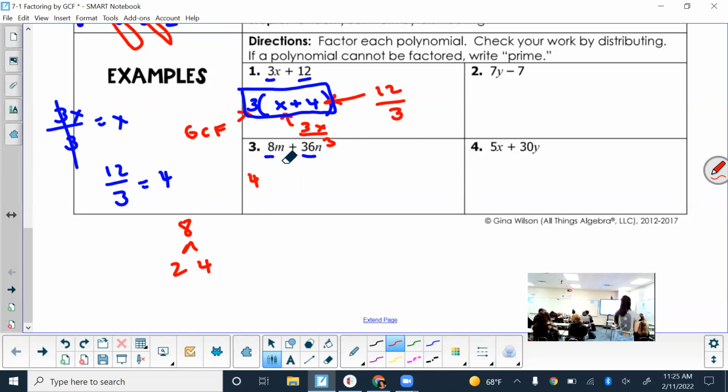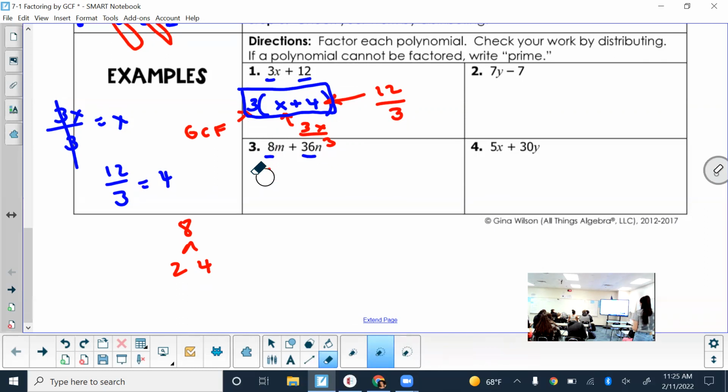Making sense? All right. Can I take out an M from both terms? And I take out an N from both terms. So that's why 4 is just my GCF. Questions about that?